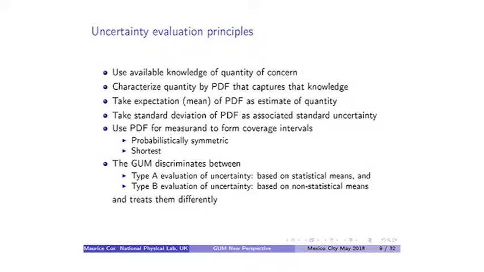The probabilistically symmetric, which has 2.5% in each tail, or the shortest coverage interval. It's natural to produce the shortest coverage interval for many problems. The GUM does one other thing. It discriminates between type A evaluation of uncertainty based on statistical means and type B evaluation of uncertainty based on non-statistical means, and treats them differently.